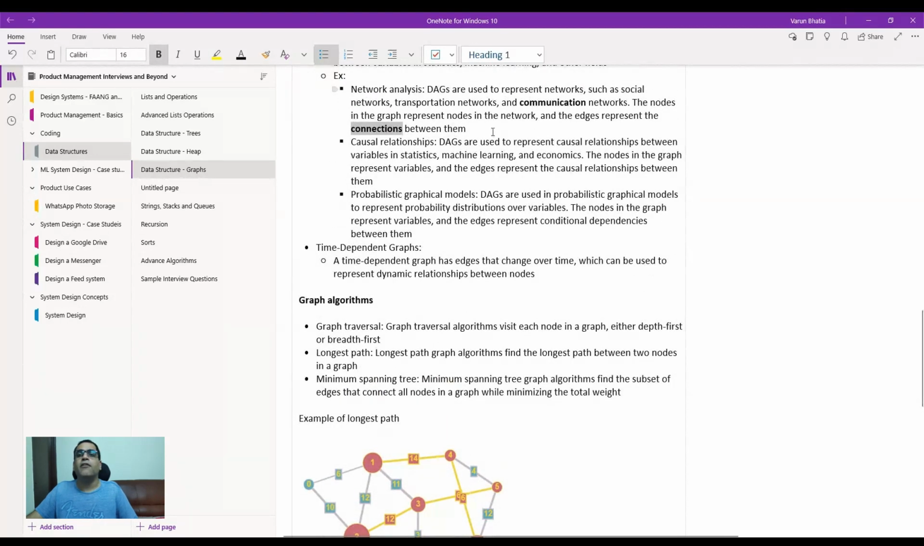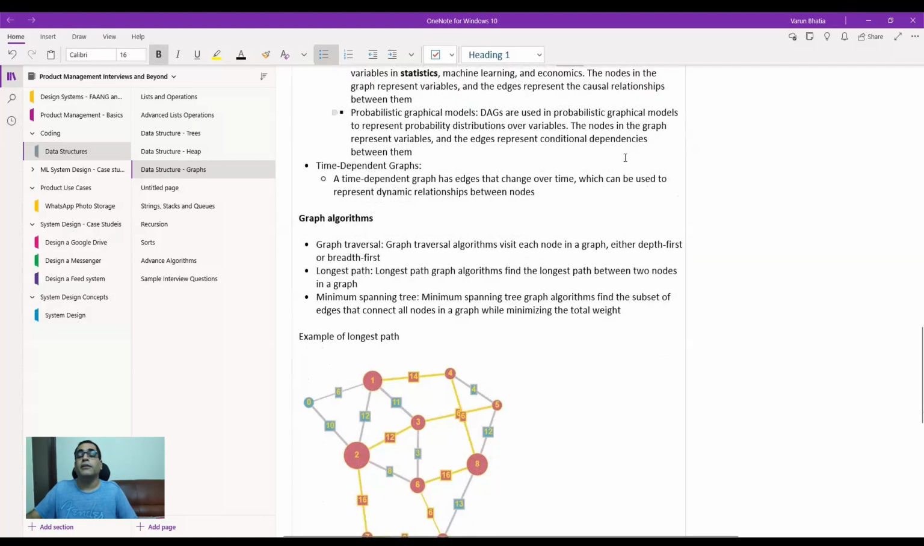Now, in terms of another area where DAGs are used, you can also model causal relationships between variables in statistics, machine learning, or economics, right? Now, what do you mean by a causal relationship? So basically, the causal relationship implies, my bad, this is a causal relationship.